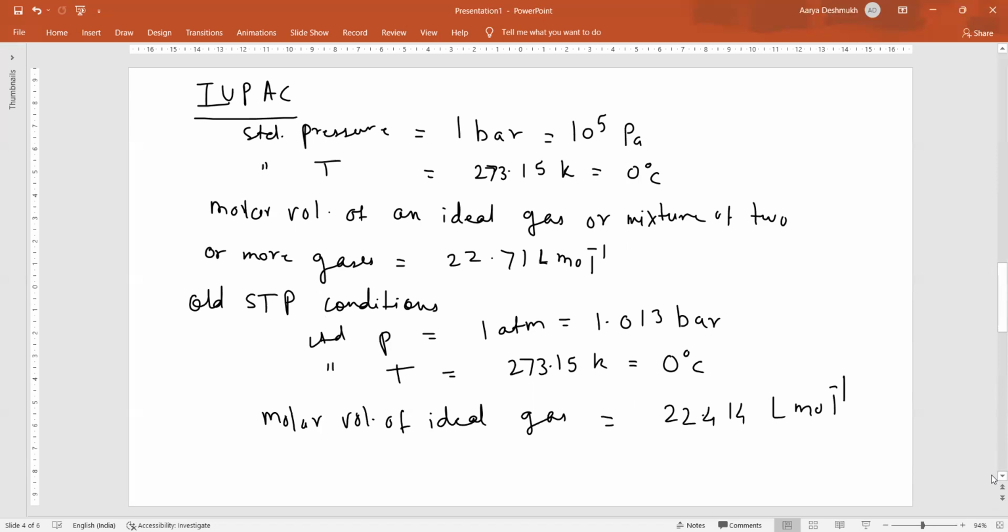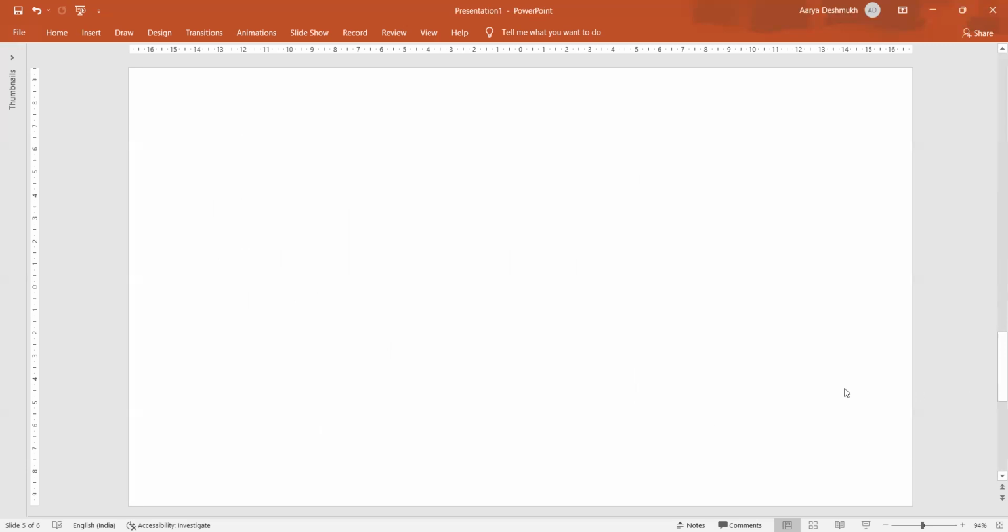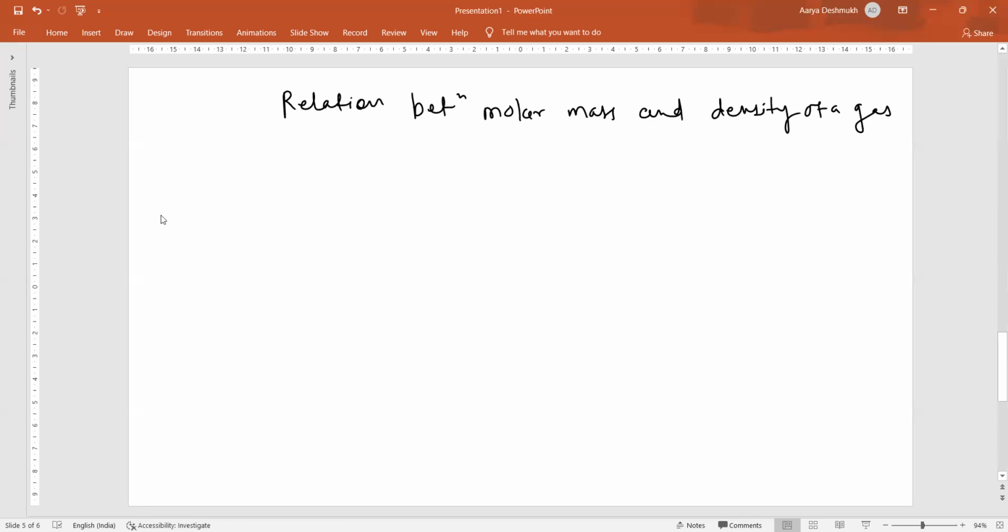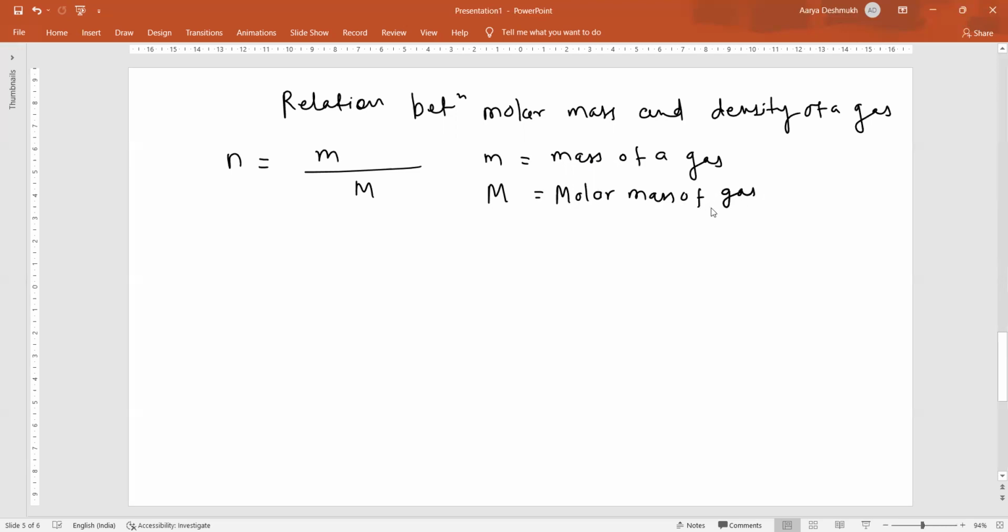Now we proceed to the next one, that is the relation between molar mass and density of a gas, which is denoted by small d. So we know that the number of moles is equal to small m divided by capital M. What is this small m? That is the mass of the gas. Capital M is the molar mass of the gas. So this division will give you the number of moles.